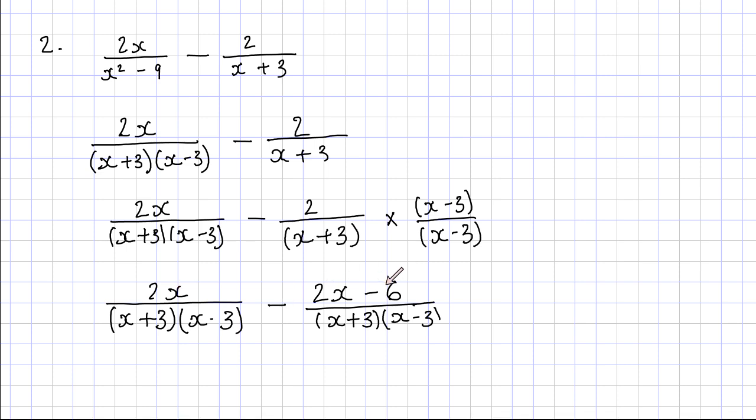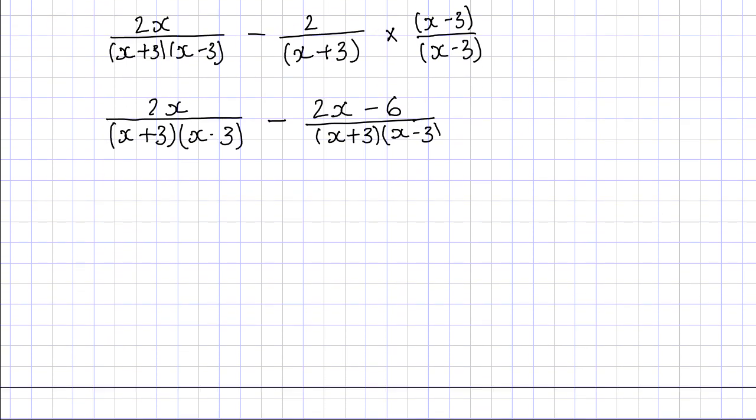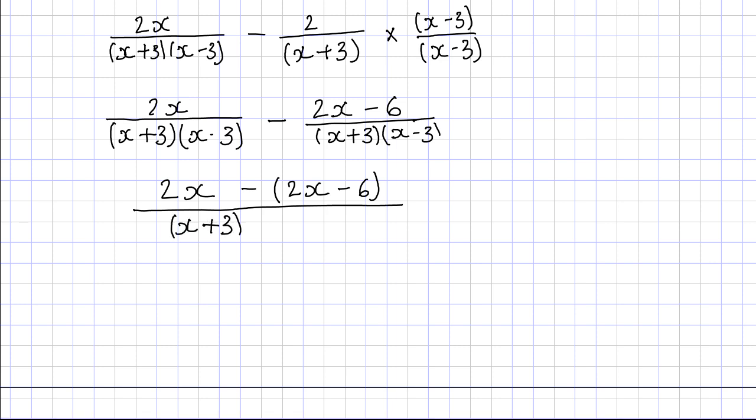So I need to take away all of this. So let's see what that's going to look like. So I have 2x. Now, because I need to take away all of this, I'm just going to write take away, and then I'm going to put this in a bracket. So I'm going to say take away 2x minus 6. And I have x plus 3 times x minus 3 as my denominator. Now you notice why I put this in a bracket. It would have been very easy to make a mistake. If I hadn't put the brackets, I would have only had minus 2x, and I wouldn't have had these multiplying to each other, and I would have just had minus 6 there, which would have been wrong. So because I need to take away all of this, I put this in a bracket.